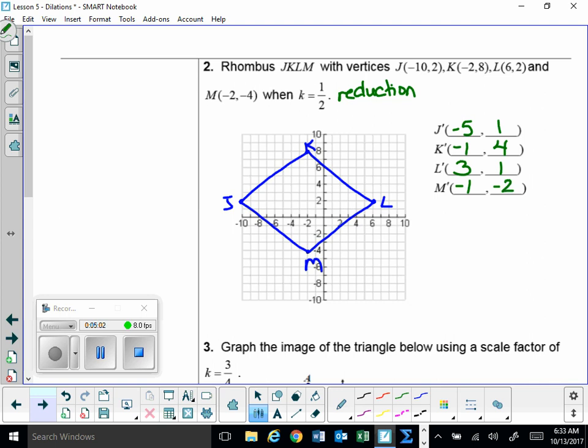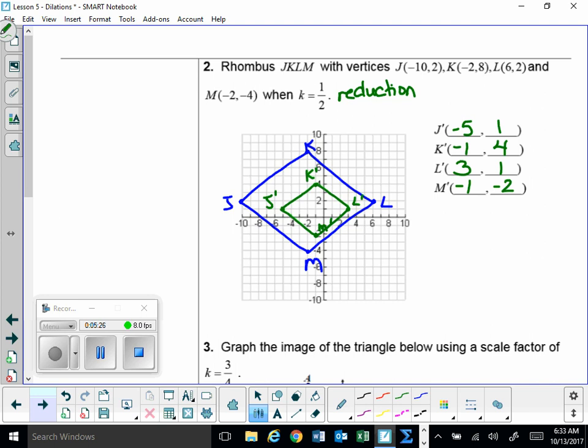Let's plot those points. J prime, K prime, L prime, M prime. And sure enough, we graphed a reduction.